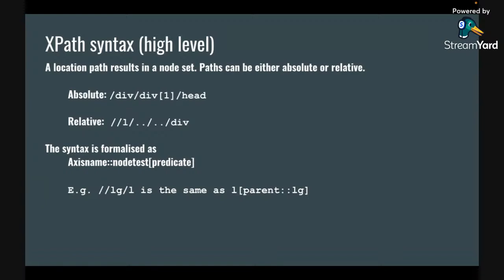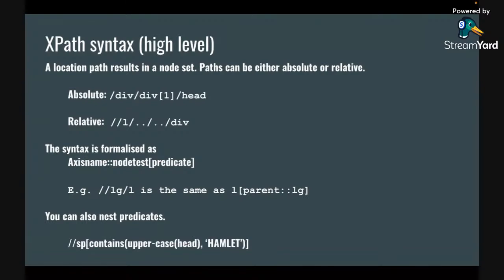Now, that syntax can be formalized as what I just said, axis name and node test. And in this case, you could render the same relative expression as L with a predicate parent double colon LG. So find me any L that has a parent LG element. And you can also nest predicates. You can do multiple functions in XPath.